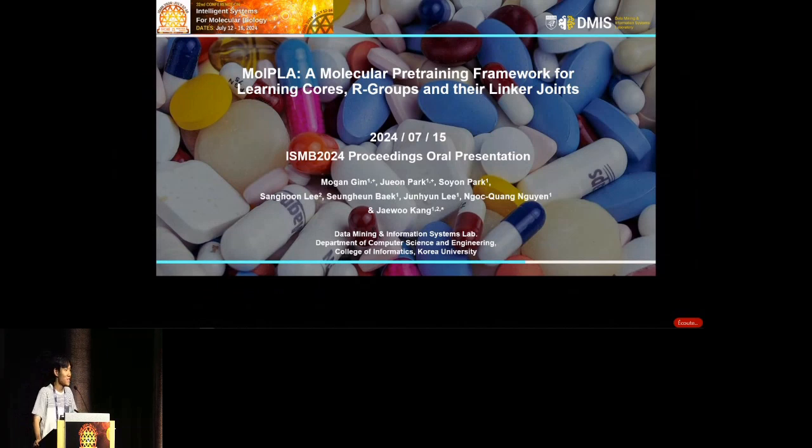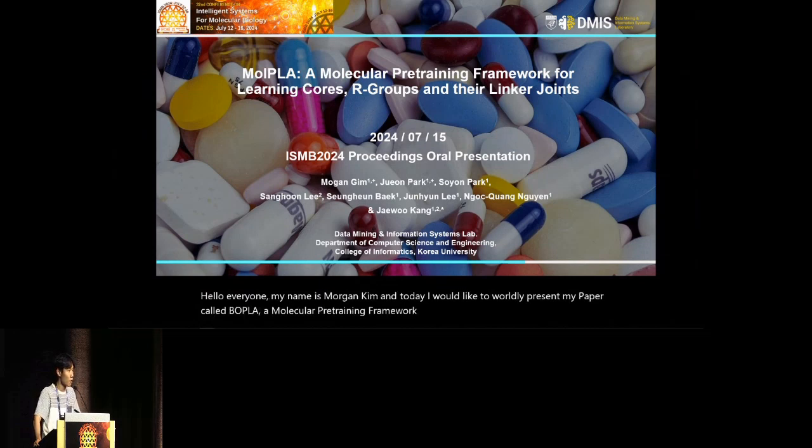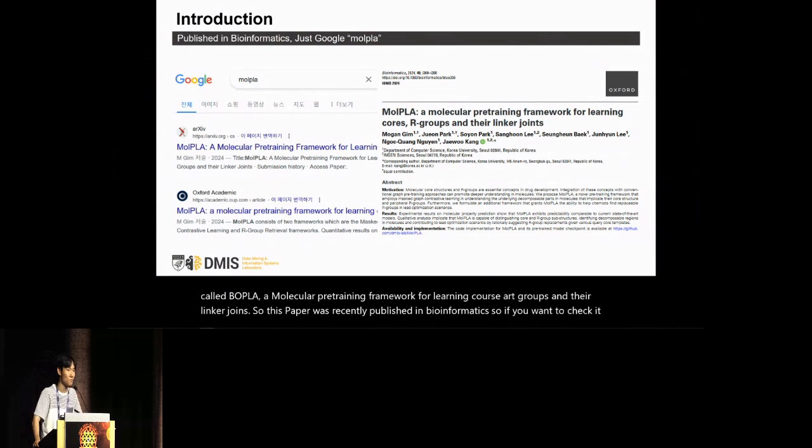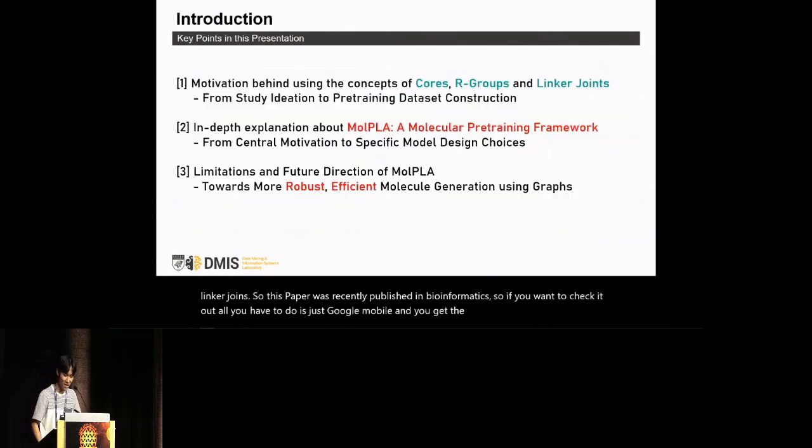Hello everyone, my name is Mogan Gim, and today I would like to orally present my paper called MolPLA, a molecular pre-training framework for learning cores, R groups, and their linker joints. This paper was recently published in Bioinformatics, so if you want to check it out, all you have to do is just Google MolPLA, and you will get the search results as above.